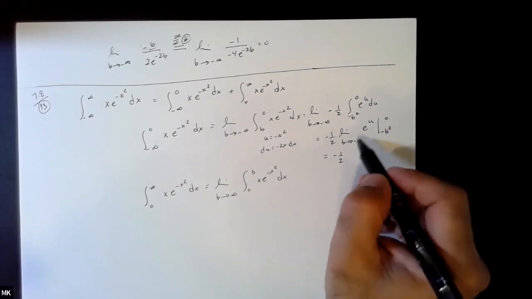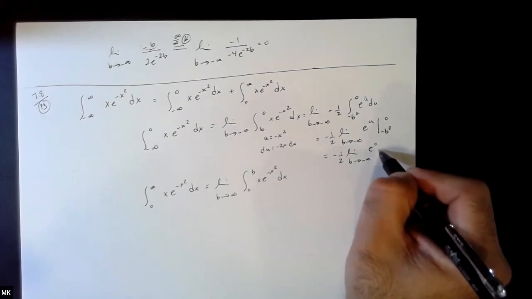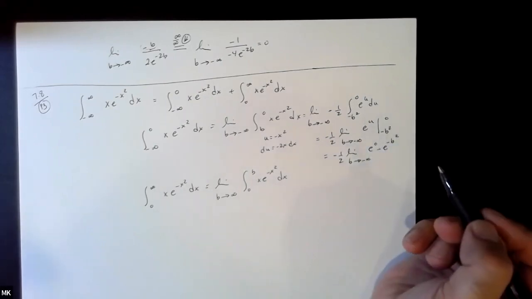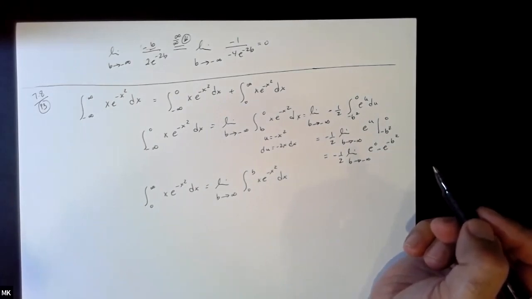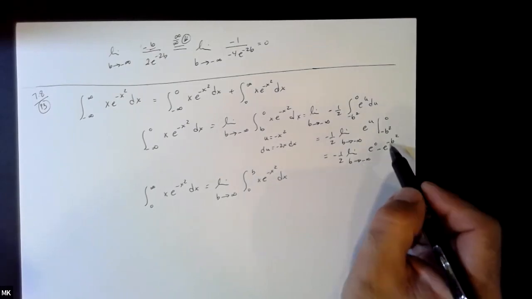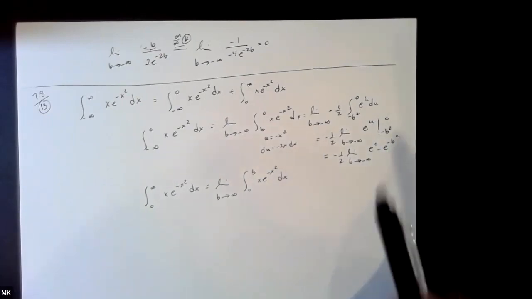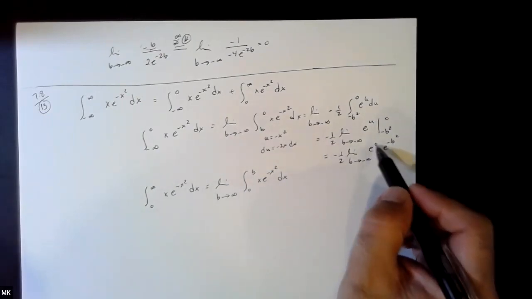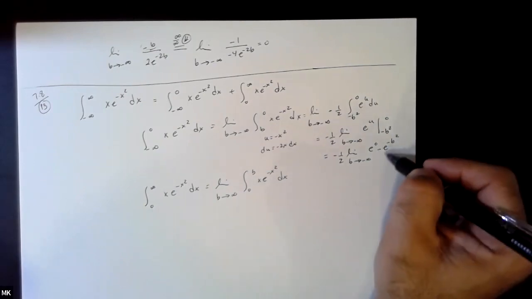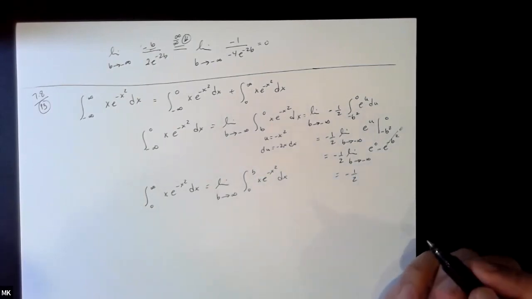Negative 1/2 limit as b goes to negative infinity, e to the 0 minus e to the negative b squared. Now, as b goes to negative infinity, b squared goes to positive infinity, negative b squared goes to negative infinity again. So it's going to be e to the 0, which is 1, minus e to the negative infinity. So this part from the limit goes to 0. So I get negative 1/2 as my result.